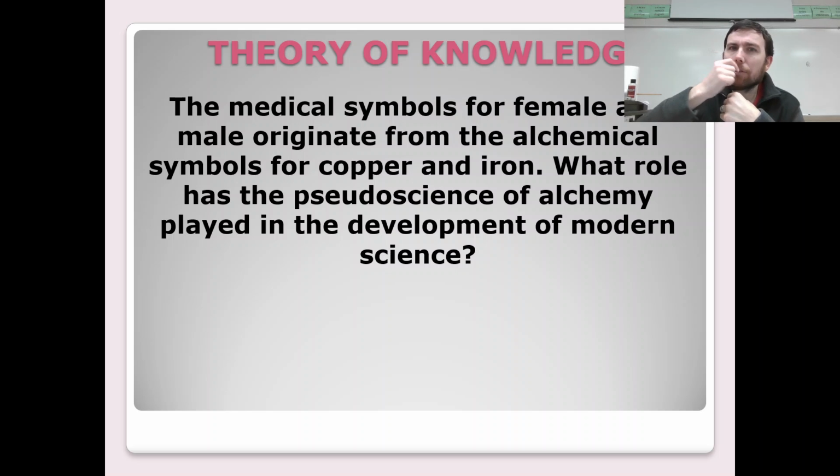And then TOK, thinking of our theory of knowledge, in the past, the medical symbols for female and male, they originate from the alchemical symbols for copper and iron. And so something for us to consider, what role has the pseudoscience of alchemy played in the development of modern science? Now, I'll be totally honest, I haven't heavily investigated alchemy all that much, but it is interesting that a lot of foundational things, like a lot of chemistry, did start out from just kind of understanding that people thought alchemy was what was going on. People were changing things from one substance to another. So it's just an important thing to consider as we're moving forward.